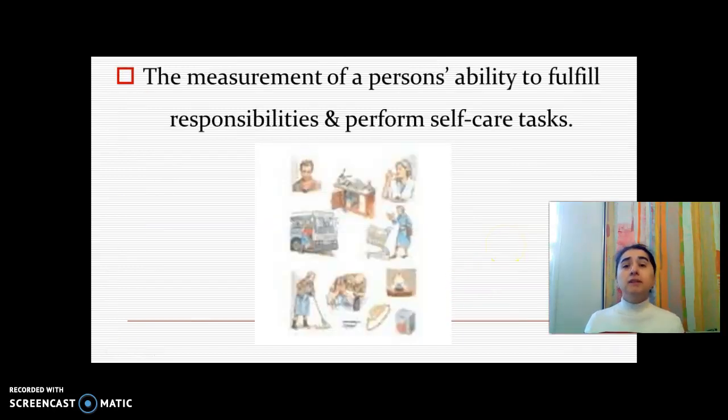So today we will in detail discuss functional assessment. Functional assessment is a measurement of a person's ability to fulfill responsibilities and perform self-care tasks. What are these? It's basically what we do on a daily basis. We can take a shower, we can go shopping, cook meals for ourselves, and do some chores, cleaning within our home or apartment. So with age, things that are easily done by us can be compromised, and people who are older will need assistance.